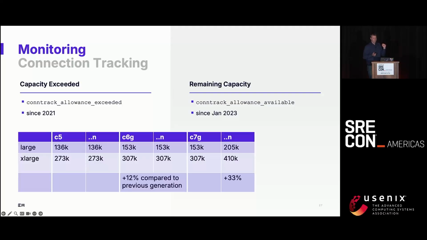AWS seems to have realized this in the 7th generation, where the regular instance stayed the same, but the network enhanced one got 33% more capacity.